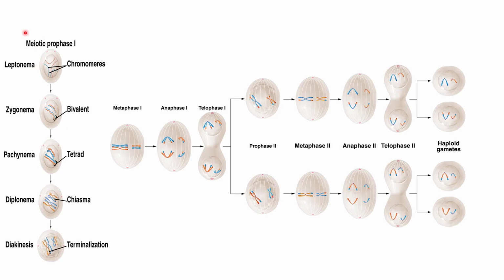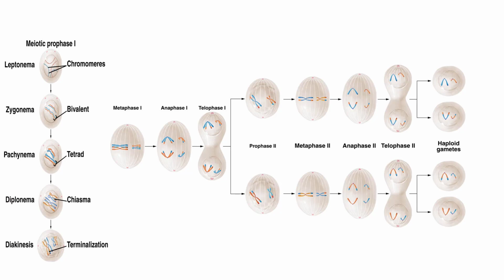I do want you to know these 5 stages of prophase 1. They are leptonema, zygonema, pachynema, diplonema, and diakinesis. Sometimes you'll see these called leptotene, zygotene, pachytene, diplotene, diakinesis. How you can remember these, again, use a mnemonic. I don't care what mnemonic you use. It's LZPDD. I like to use kind of wacky, weird ones.